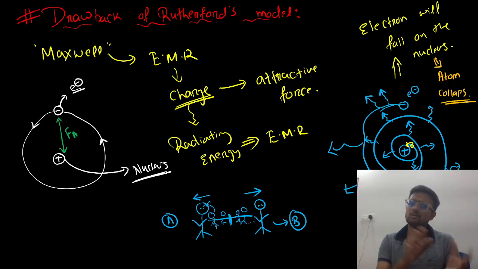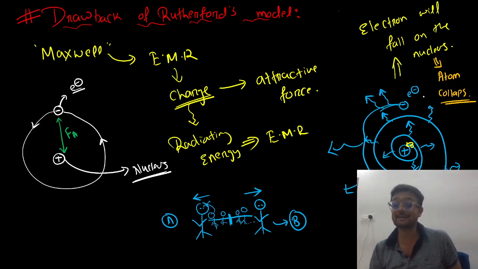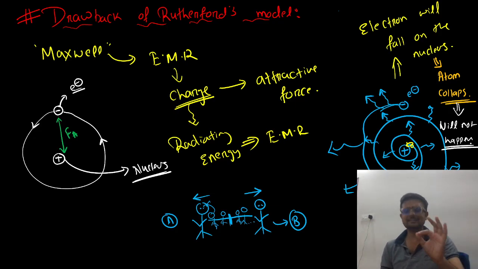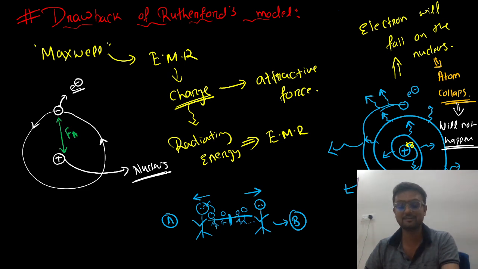And yes, this was the drawback of Rutherford's model due to which the model failed. But practically, this thing, the atom collapsing, does not happen in reality. In reality, the electron never falls on the nucleus and the atom never blasts. It's not so easy to break an atom. It's very difficult. So this was the main drawback, the main point due to which this Rutherford model failed.